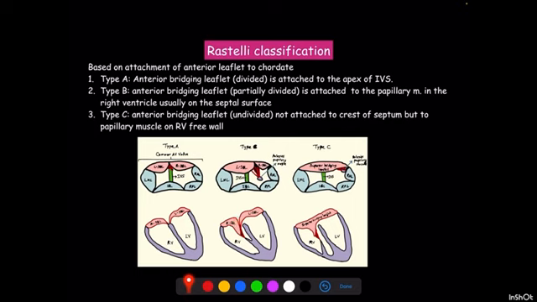Whereas in the case of type C, it is completely divided and it is not attached to the crest of the septum but to the papillary muscle in the right ventricle wall. Attached to the right ventricle wall. This is the difference between the three types of AVSD. But diagnosing them in the antenatal period is very difficult.